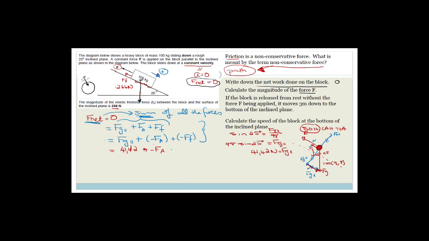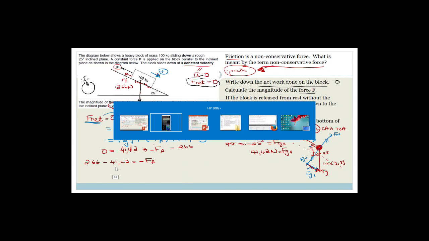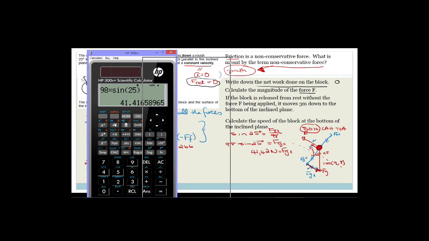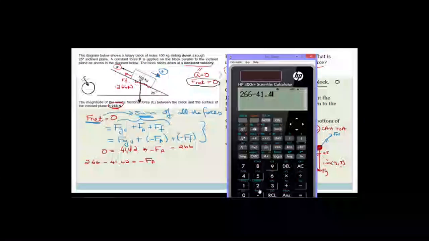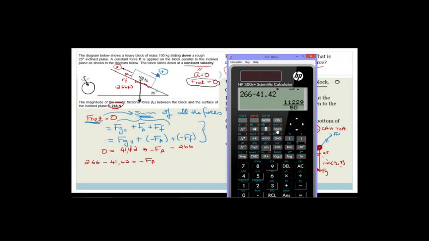minus the force applied, minus the force of friction, which they've given us is 266, and that equals 0. Okay, so let's take everything across. You get 266 minus 41.42 is going to be minus the force applied. Okay, so let's just do that in our calculators. So we go 266 minus 41.42 equals 224.58.